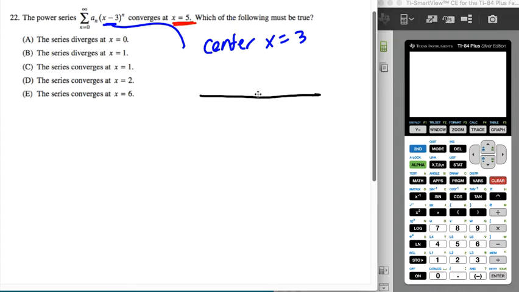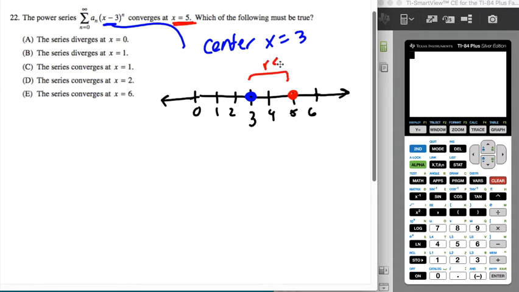So from the center, we know for sure 1, 2, 3, 1, 2, 3. So here's 0, 1, 2, 3, 4, 5, 6. That's all the numbers that I have on my questions, A through E. So we know that this thing is centered at 3, and we know for sure that it converges at 5. What that means is that the radius is at least 2. It could be 2. So the radius is greater than or equal to 2.